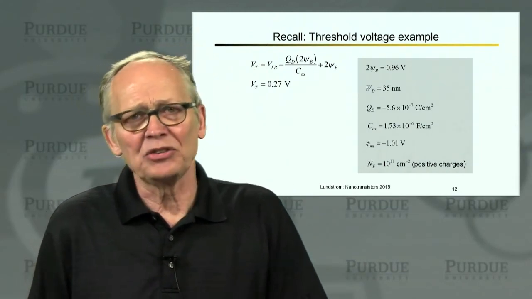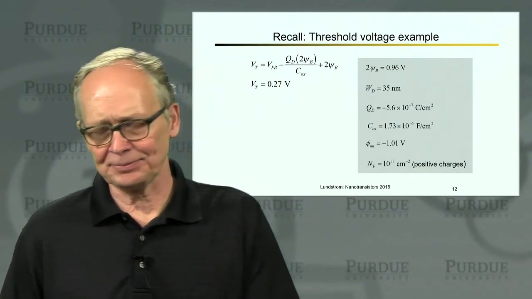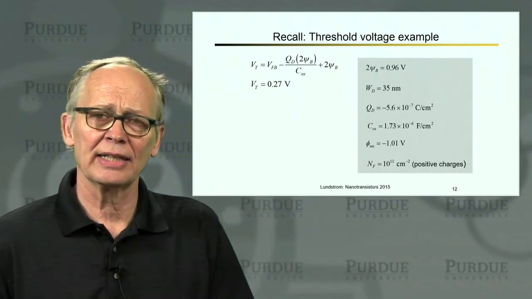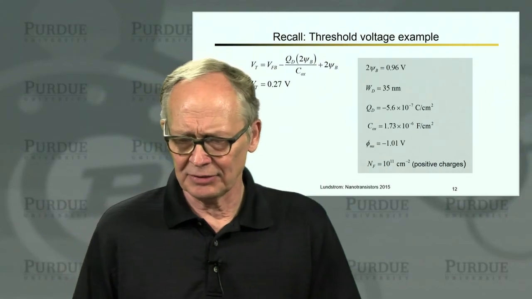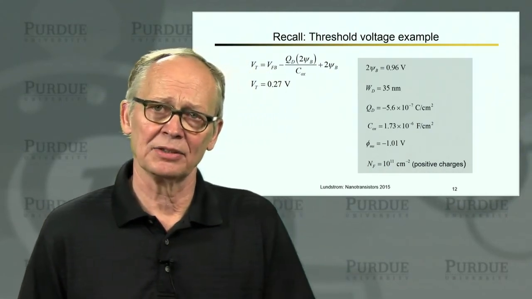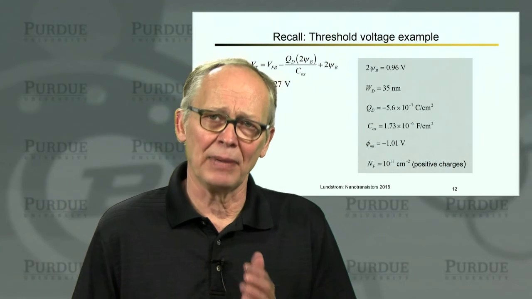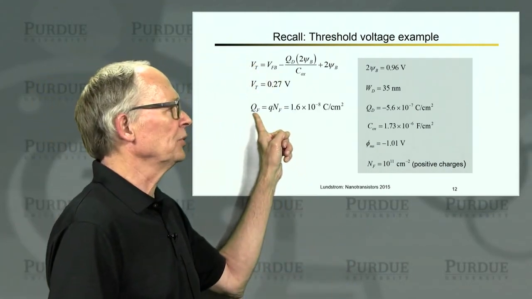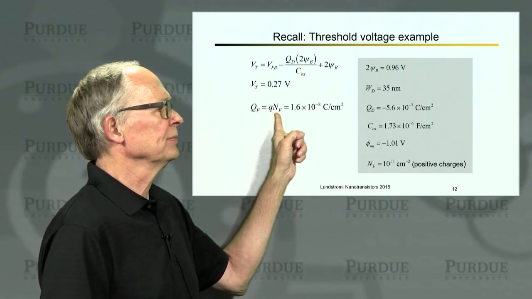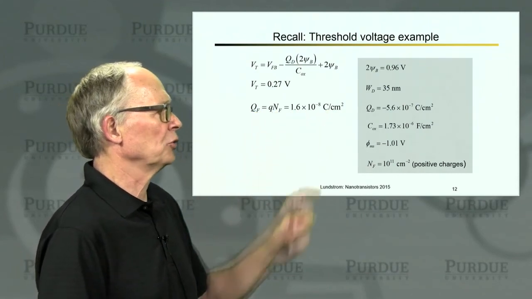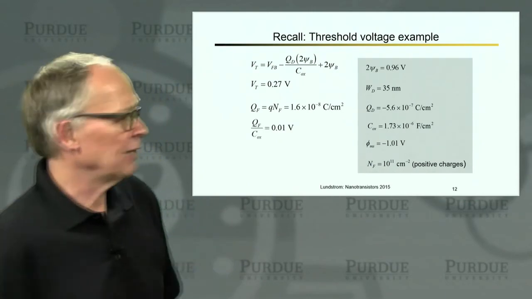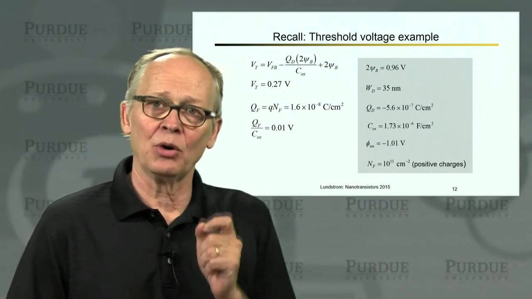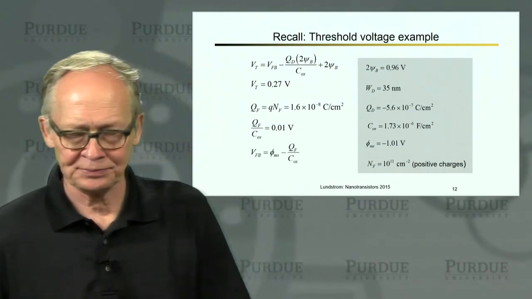So that's actually a reasonably large charge these days. If you're very careful with an SiO2 interface, you can get it down to 10^10. For some bad interfaces, it might get up to 10^12. So 10^11 is a moderate charge density. Let's see what happens. We can compute the charge density in coulombs per centimeter squared by multiplying by q. And then we can take q over C_ox. And that will give us only a 0.01, a 10 millivolt shift.